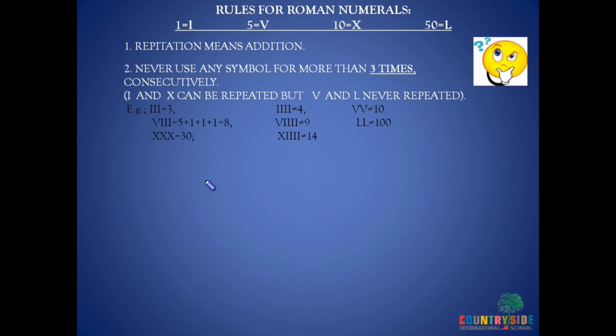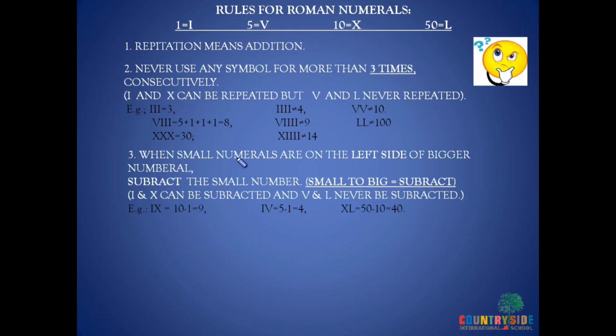The next rule is when small numerals are on the left side of bigger numerals, subtract. In simple language, when you move from small to bigger number, you have to subtract. Have a look at the example, students. Here I have 1, that is a small number, and then 10, that is a big number. I am moving from small number to big number, so I'll subtract 1 from 10. That will give me 9.